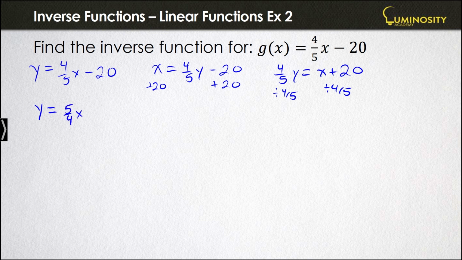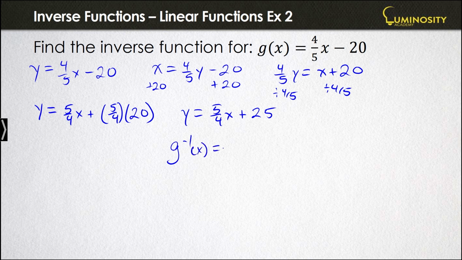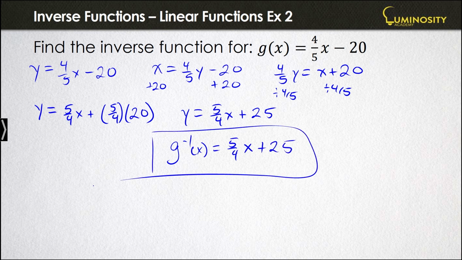So we have 5/4 x plus, now we have our 5 over 4 times 20. So say y equals 5 over 4x plus, now 20 times 5/4. An easy way to do this is 20 divided by 4, which is 5, times 5, which is 25. Now we're close to being done, but not quite. We still haven't put it in function notation. So we can say the inverse of g of x is 5/4 x plus 25. And that is our answer.